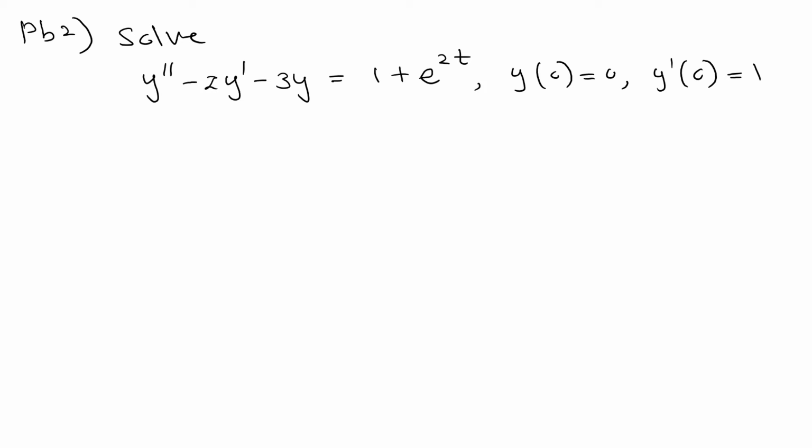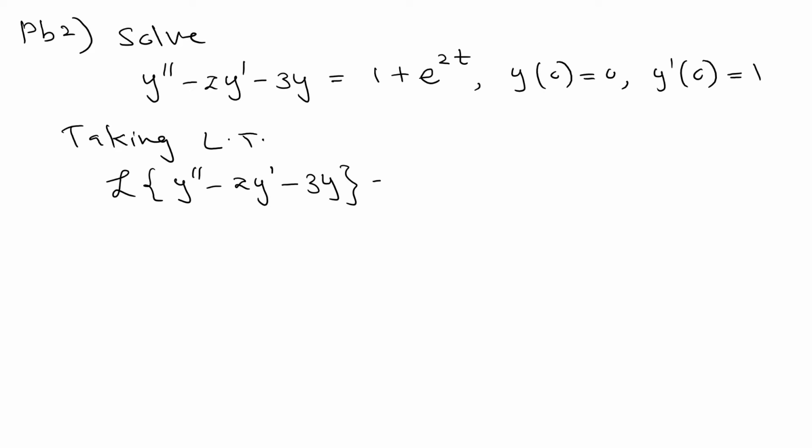As the next one, we have y double prime minus 2y prime minus 3y equals 1 plus e to the 2t, y(0) equals 0, y prime(0) equals 1. So go step by step. First, we take the Laplace transform. We can write this as the Laplace transform of y second derivative minus 2y prime minus 3y, and on the other side we have 1 plus e to the 2t.